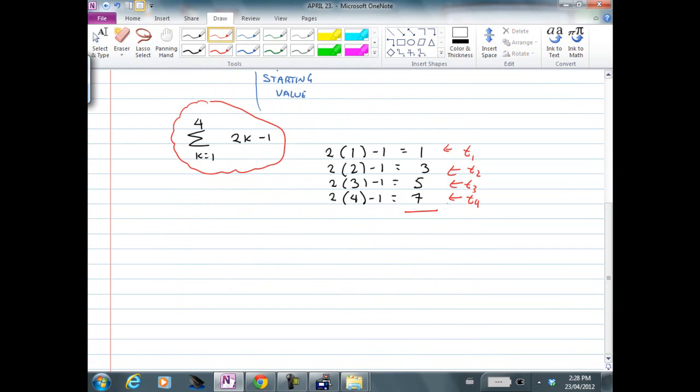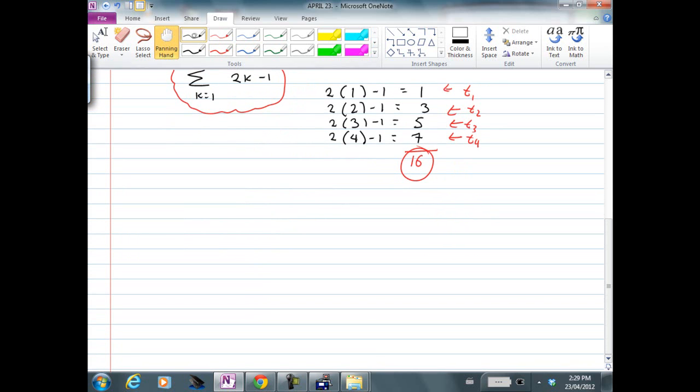So I just go 1 plus 3 plus 4 plus 7, all that stuff. 16. That's called sigma. 16 is my answer. Do not give me an answer of 1, 3, 5, 7 and expect full marks. That's what sigma means. Sigma means sum of.